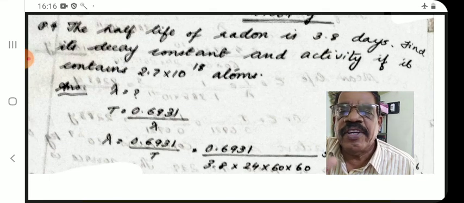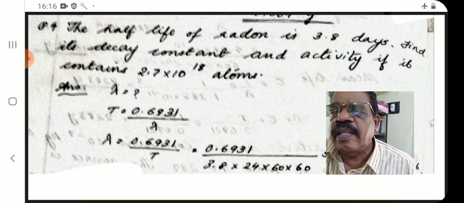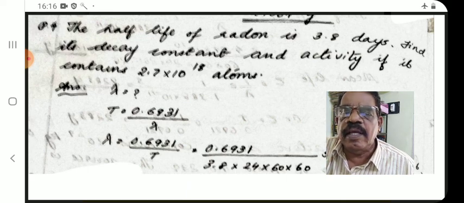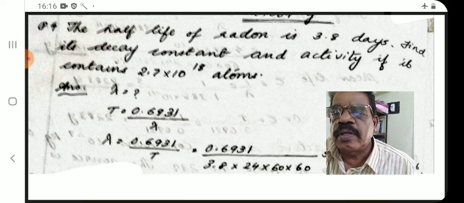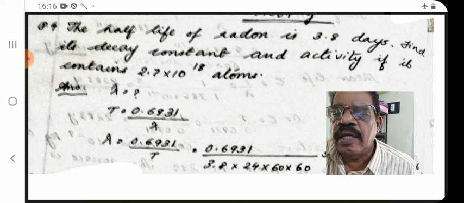Next problem. The half-life of radon is 3.8 days. Find the decay constant and activity if it contains 2.7 into 10 raised to 18 atoms.